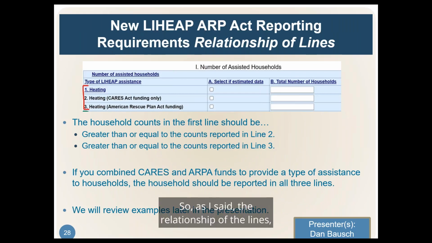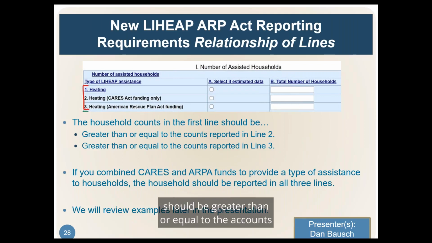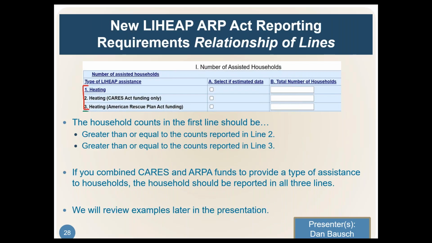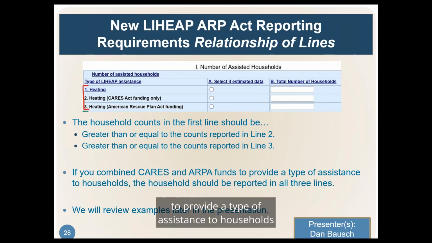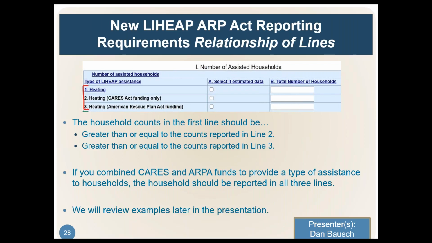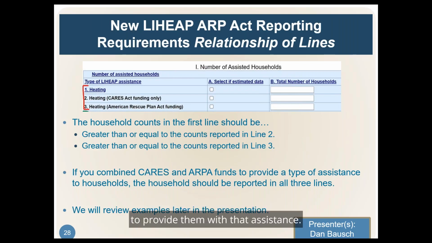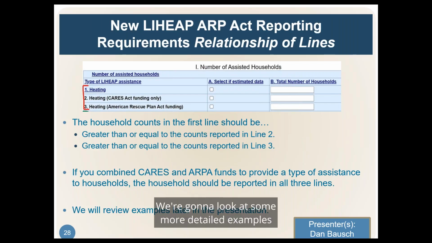So as I said, the relationship of the lines: the household counts in the first line should be greater than or equal to the counts that are in line 2. And line 1 should also be greater than or equal to the counts that you report in the third line for ARPA. If you combine your CARES and your ARPA funds to provide a type of assistance to households, like a supplemental pandemic benefit or a special crisis benefit, then those households that receive assistance with both sources of funds would be on all of the lines. Households aren't just reported in line 2, and that doesn't mean they're not in line 3 or vice versa. It depends on what source of funds touched the household to provide them with that assistance. We're going to look at some more detailed examples in a couple minutes that'll help visualize this.